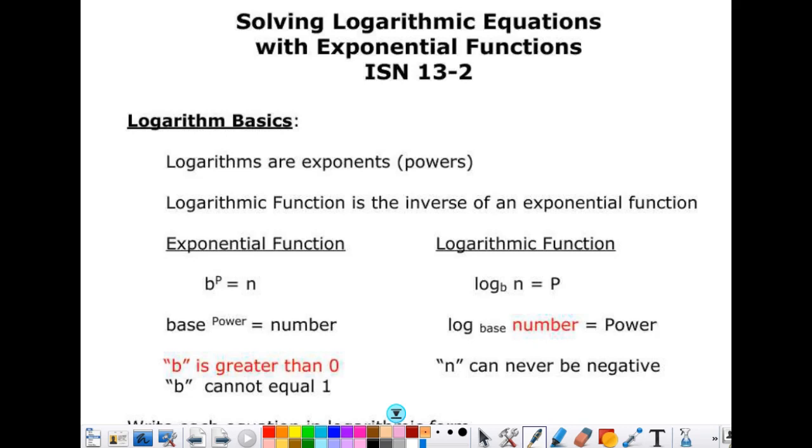So, last week, we learned how to change logs to exponents and exponents to logs because exponents and logs are related. How are they related? Does anybody remember? Yes, they're inverses of each other, right? Logs and exponents are inverses of each other. And using a logarithm is sometimes easier than using an exponent in the math world out there.